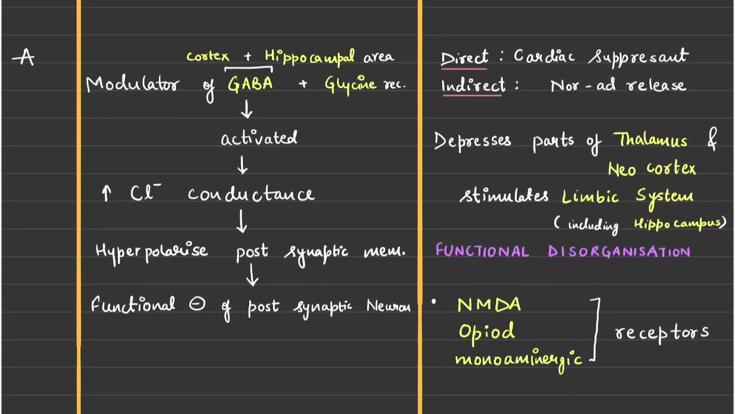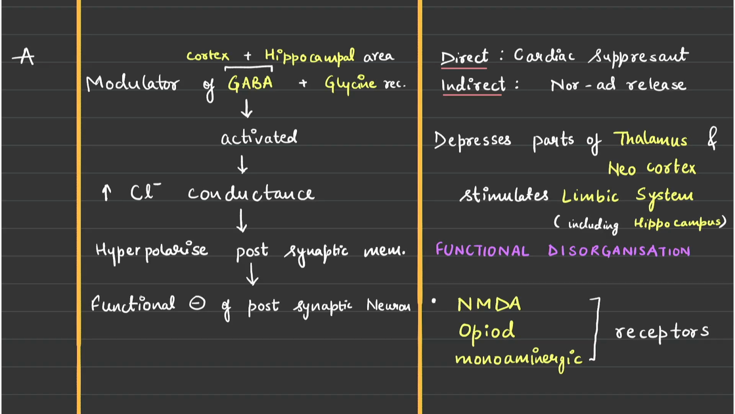So, talking about the mechanism of action of ketamine. Ketamine has two ways to act, direct and indirect. Direct effect is cardiac suppressant, which is not seen because the indirect effect dominates. Indirect effect is norepinephrine release.